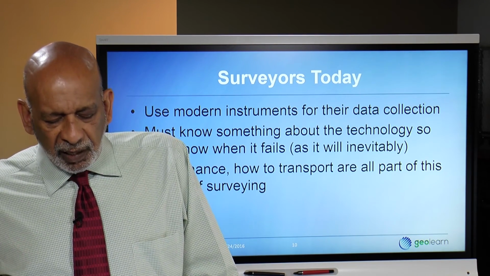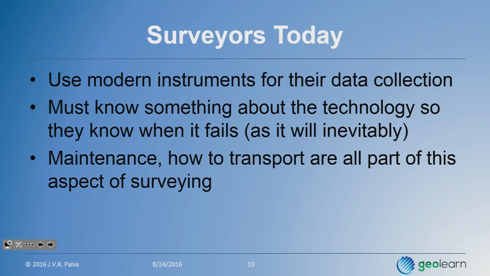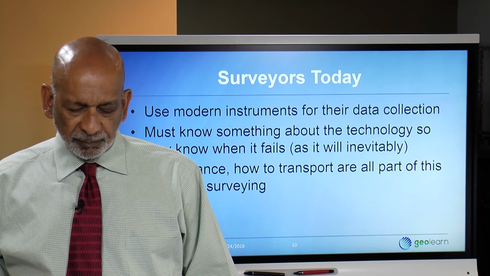So surveyors today use modern instruments for their data collection. As I said earlier, their prime purpose is to gather data. Now, what they do with the data varies a lot depending on whether it's a boundary survey or some of the other types of surveys we talked about. And what I say is that they must know something about the technology that they use so that they will know when it fails. Why? Because it will fail inevitably, and sometimes it fails all the time, and you need to understand the magnitude of what that failure is, and we'll talk about that in the next lecture.